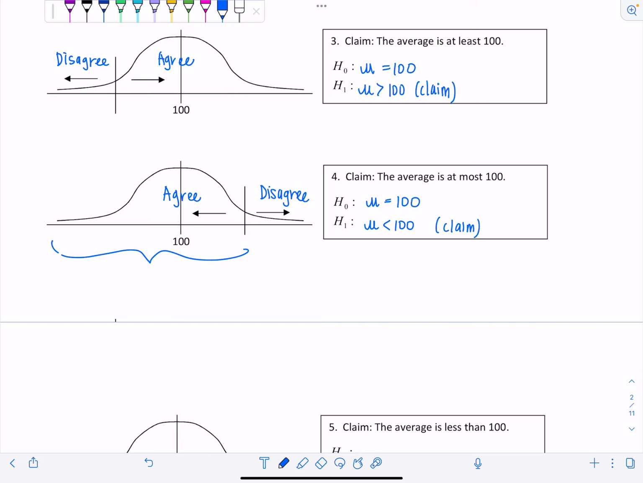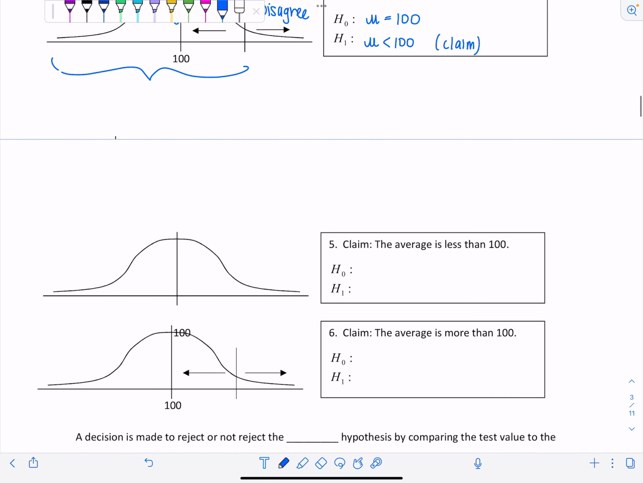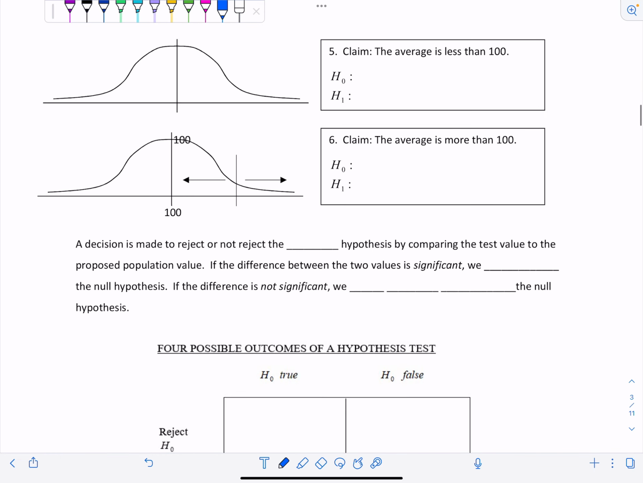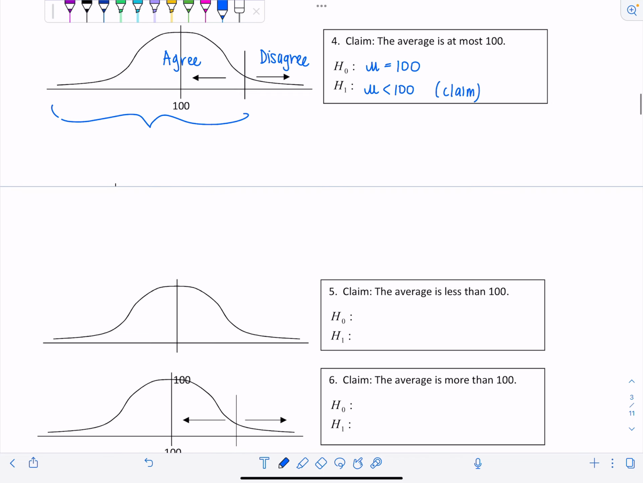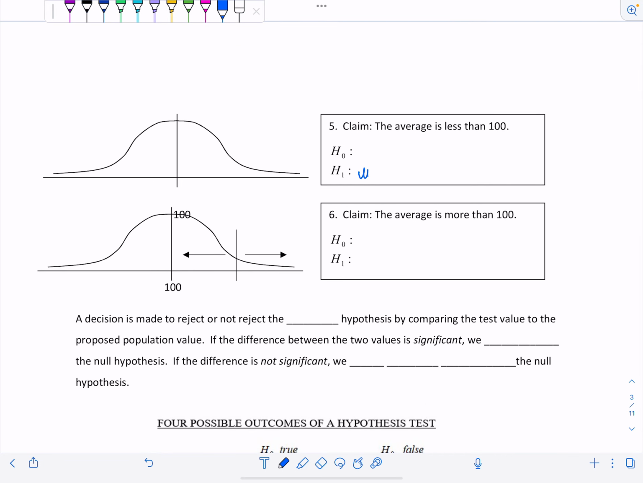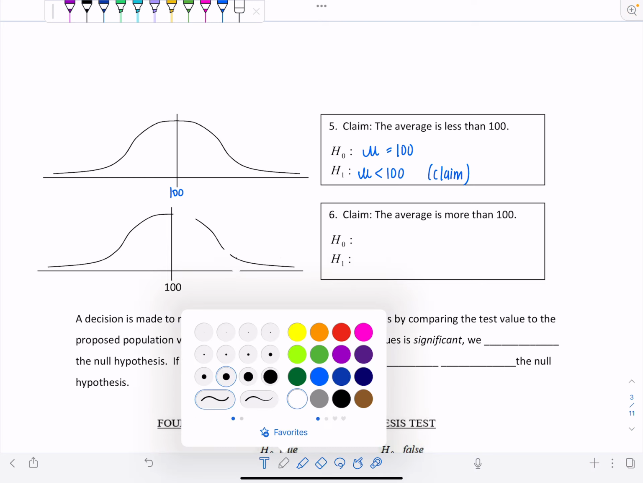Okay. A couple more. Claim: the average is less than 100. That's actually exactly the same as the one we just did. Average is less than 100 ends up being mu less than 100. That's the claim. Null is the same. So less than, 100 should be here. What happened? I think it didn't paste properly. Excuse me. Let me get rid of this extra little 100. And this one belongs to the graph up above. It's okay. All right, we'll just fill this in.